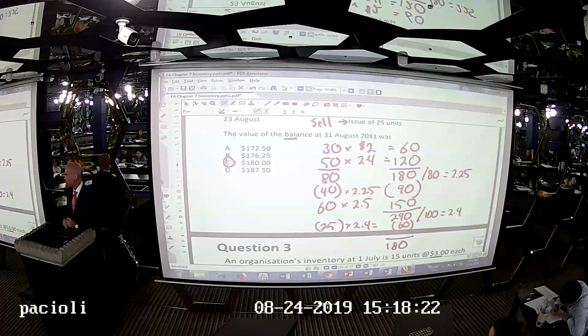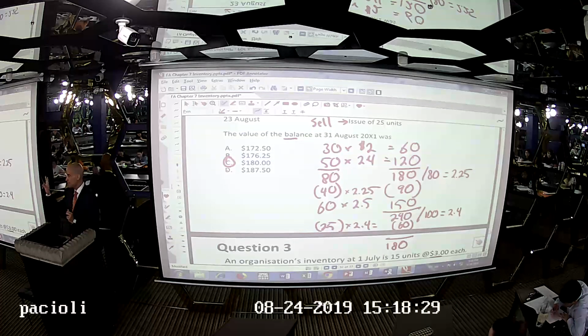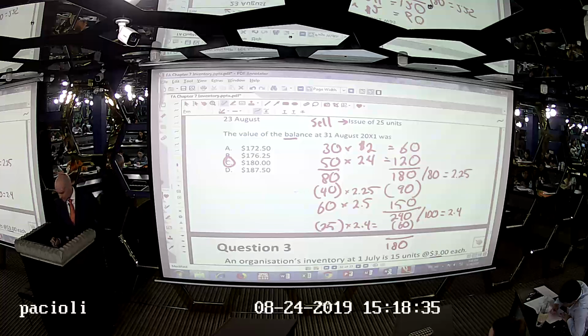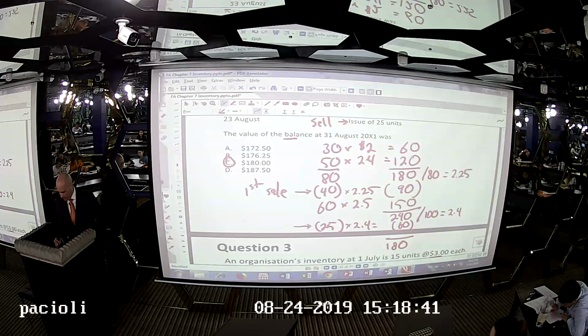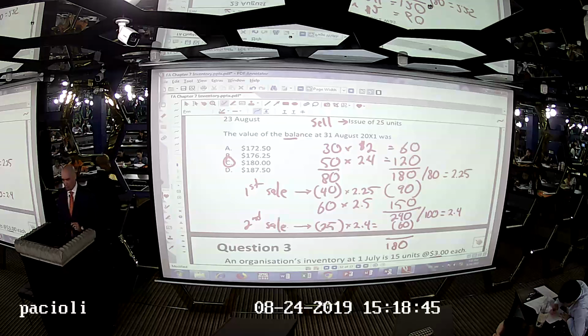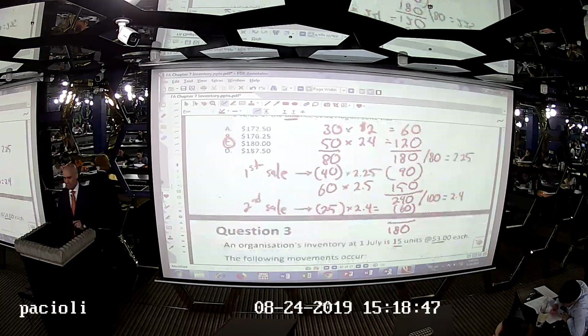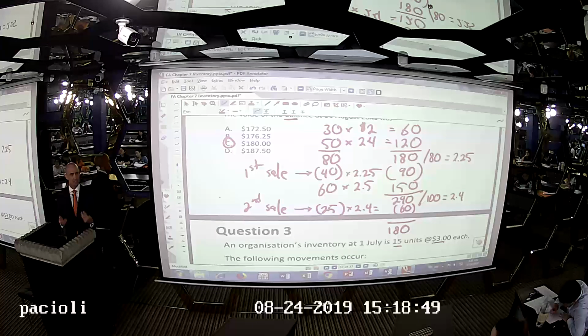So we calculate, this is the continuous average cost. You need to find the average cost every time you sell. You sell 2 times, so you need to find the average cost 2 times. So this is the first sale. And then the 25 down here, this is the second sale. So in the continuous average cost, you find the average cost every time you sell.